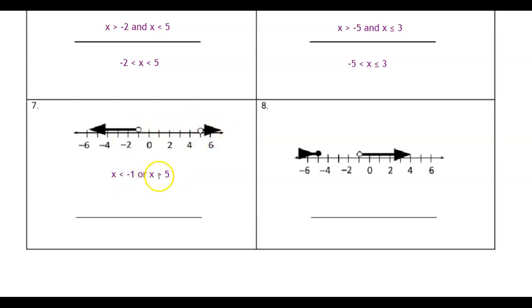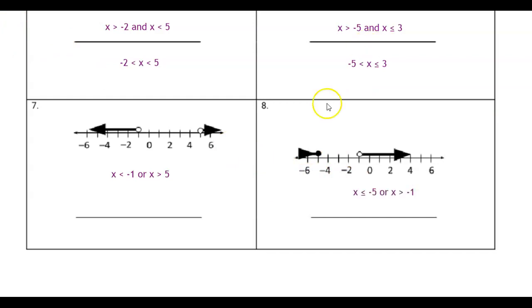Open circle tells us that there's no equal sign here, and we should be good to go. And it's an "or" inequality because they're divergent. We can't put them together into a compound inequality like this, so we'll just move on to question number 8. Pause the video, try this one out, and then see if you got it right.